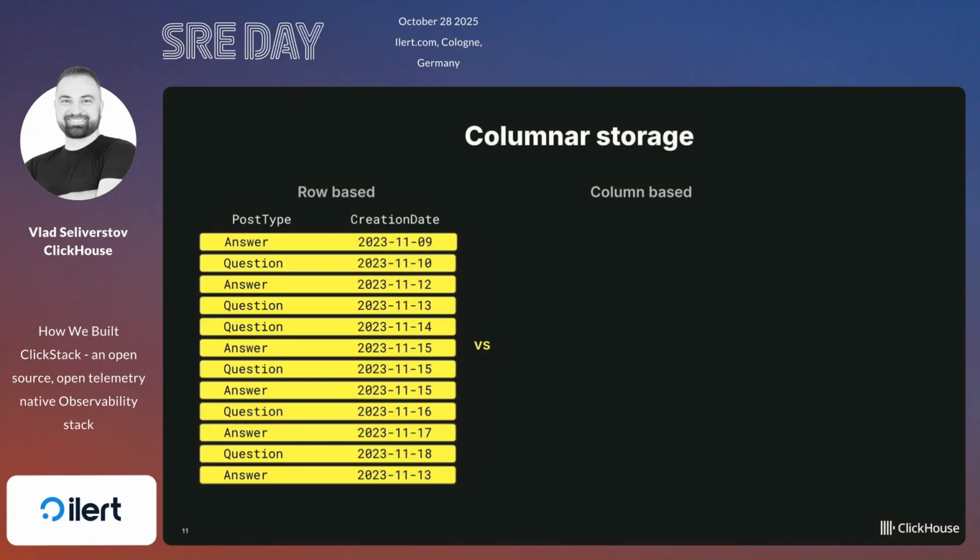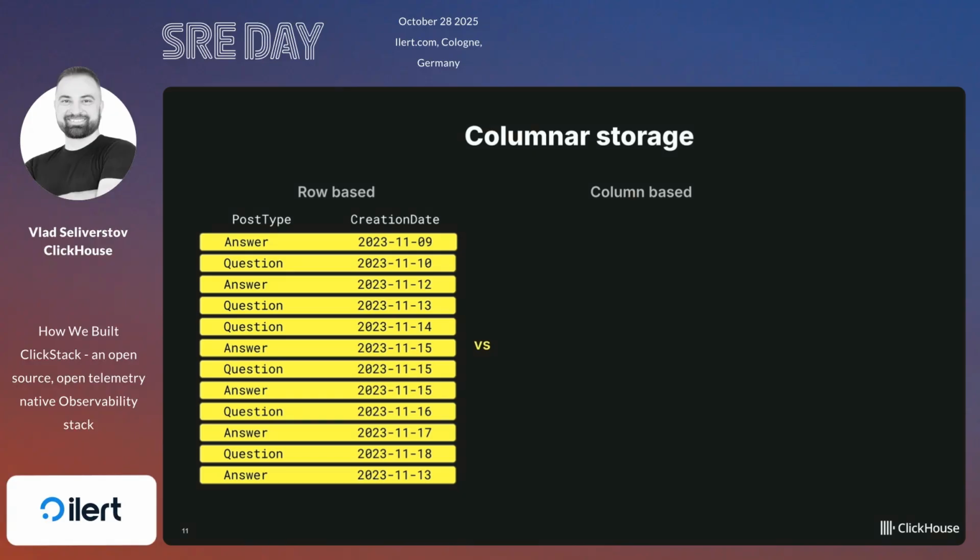Let's talk about going columnar. Before we get into why columnar storage works so well, let's look at its core properties. The easiest way to understand is to contrast it with row-based storage as used in databases like Postgres. Instead of storing full rows together, columnar storage writes data column by column.